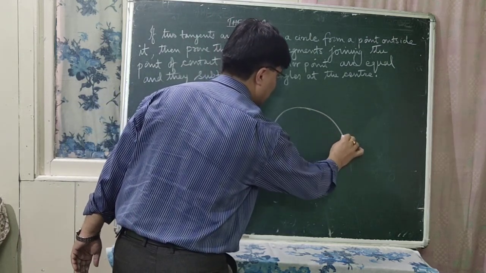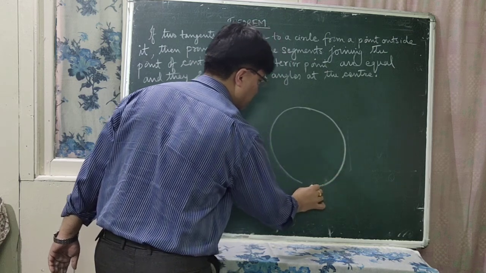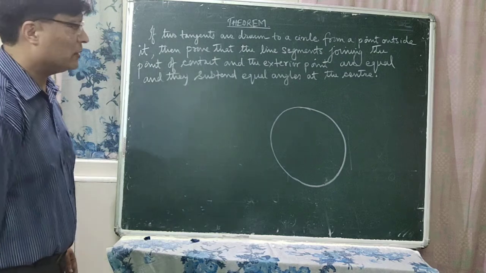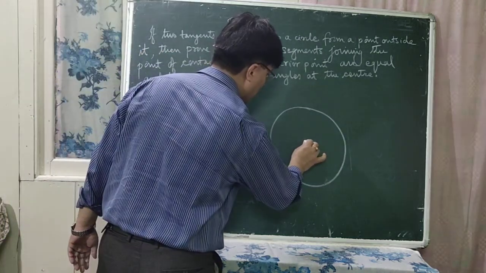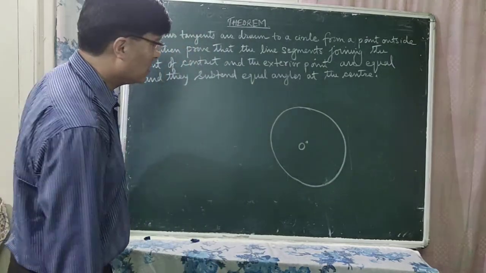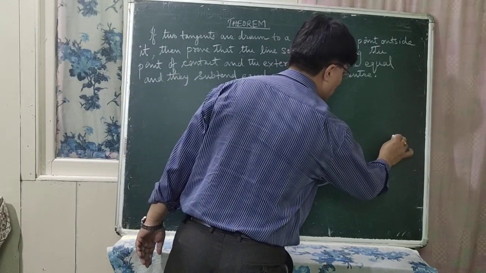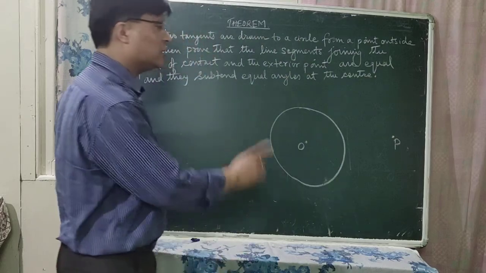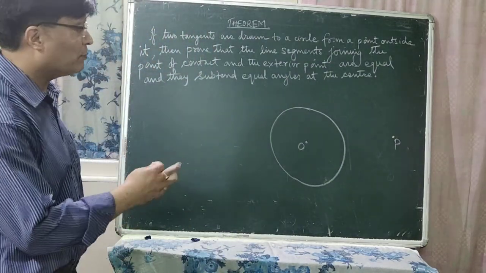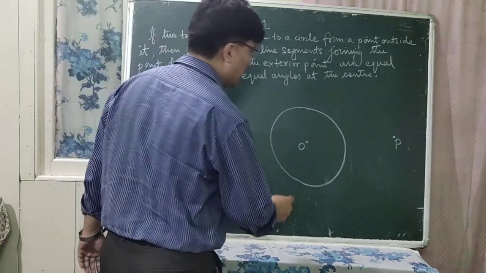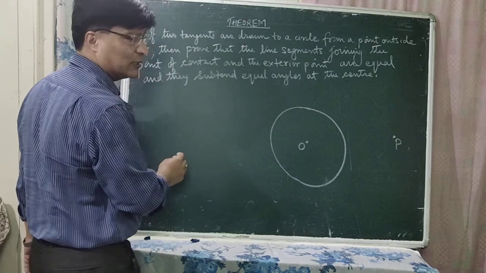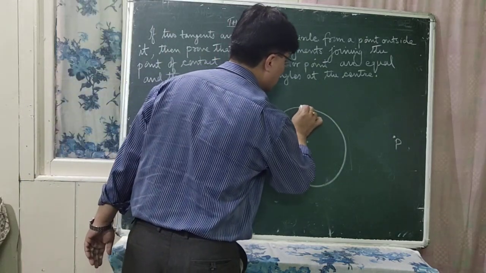So I told you that while drawing a circle you have to use compass, pencil, ruler. Okay, so this is the center O of the circle, right? And there is an exterior point P here. So this is the exterior point P, which is outside the circle. And from P you can draw two tangents to the circle, isn't it? So let us draw two tangents to the circle.